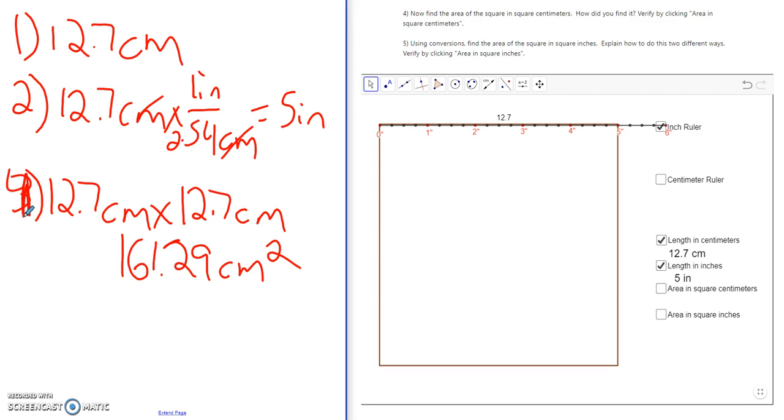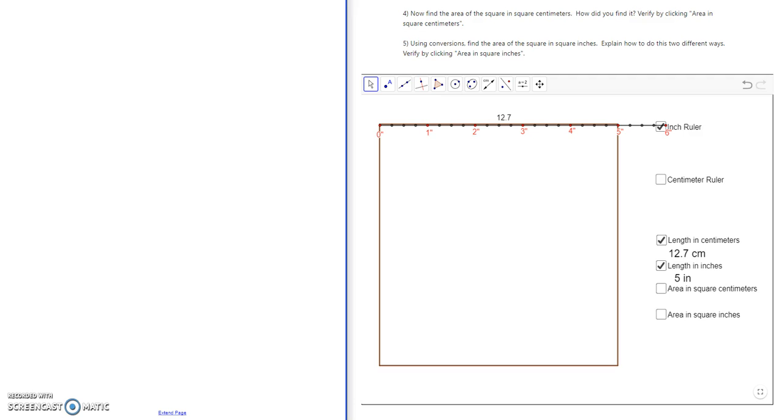For question 5, it asked me to find square inches 2 different ways. So I'm going to get a new screen here. One way is, from the last problem I found that the length of this side is 5 inches. So the width has to be 5 inches as well. So for method 1, I could do 5 inches by 5 inches, and that's 25 square inches. I could just use the fact I've already converted.